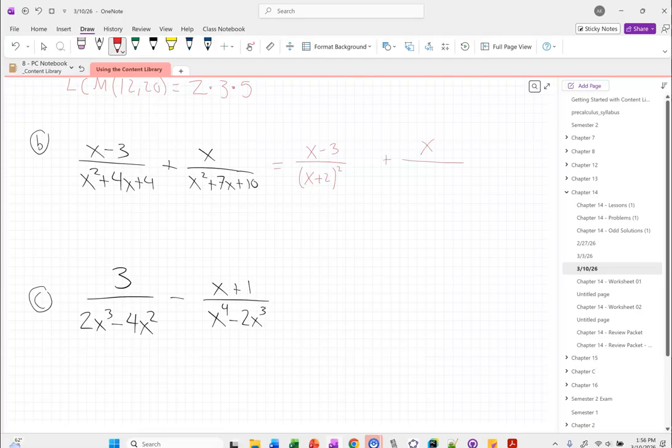All right. x is prime. And then x squared plus 7x plus 10. x plus 5, x plus 2. x plus 5 and x plus 2.